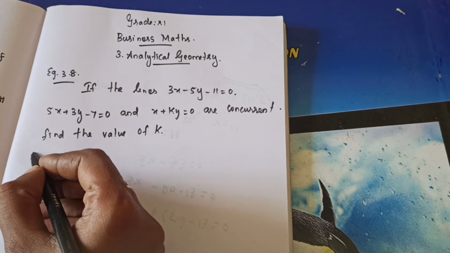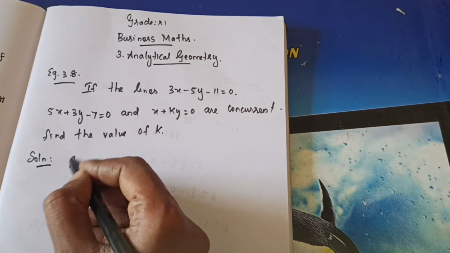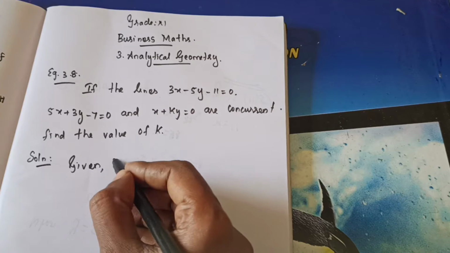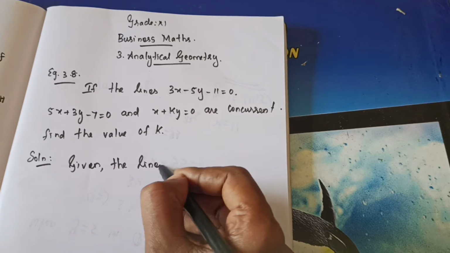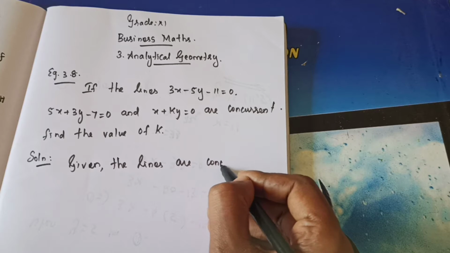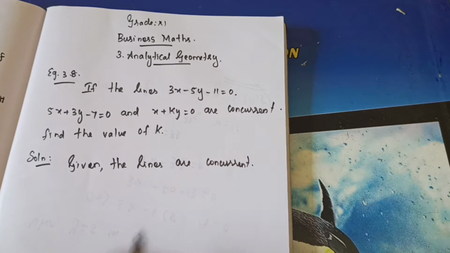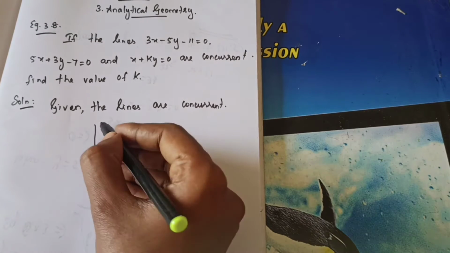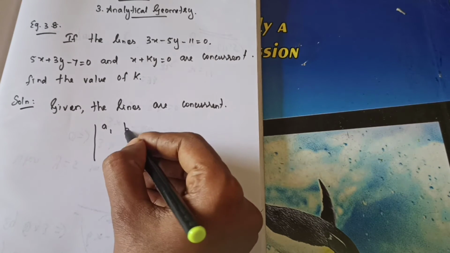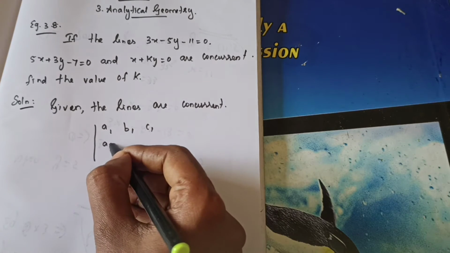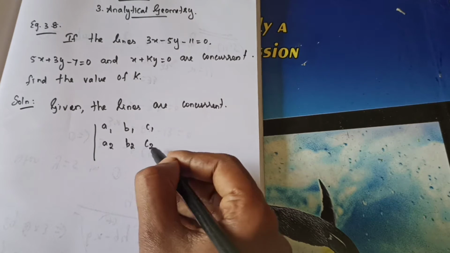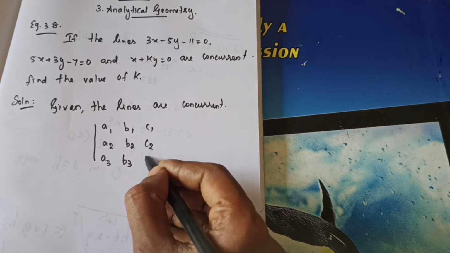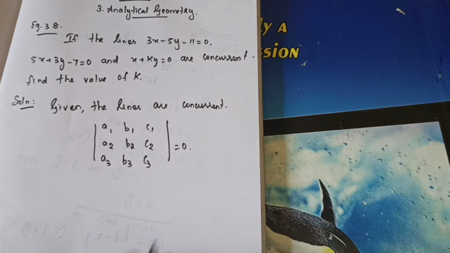Okay, solution. It is given in the question that the lines are concurrent. So what's the condition? The determinant with rows A1 B1 C1, A2 B2 C2, A3 B3 C3 has value equal to 0. If the lines are concurrent, we will show that the determinant is 0.